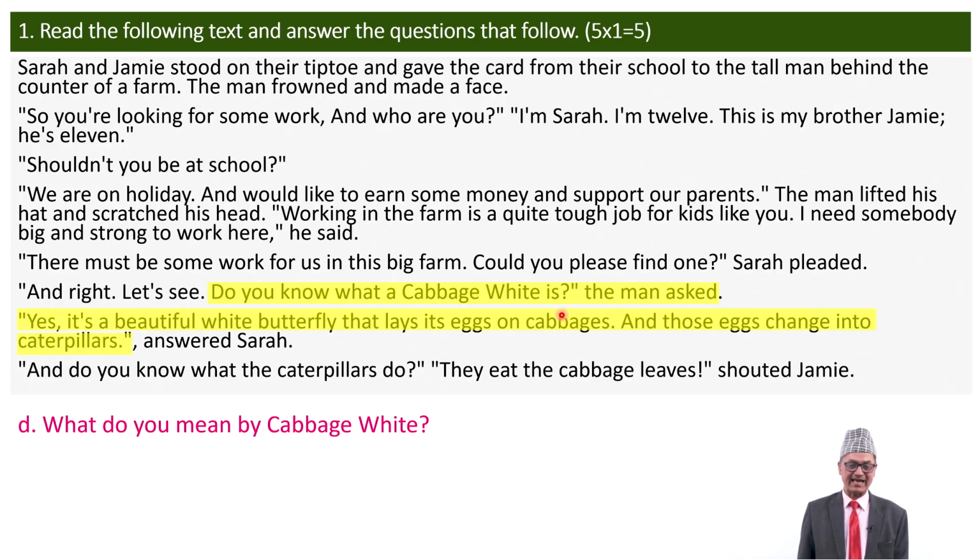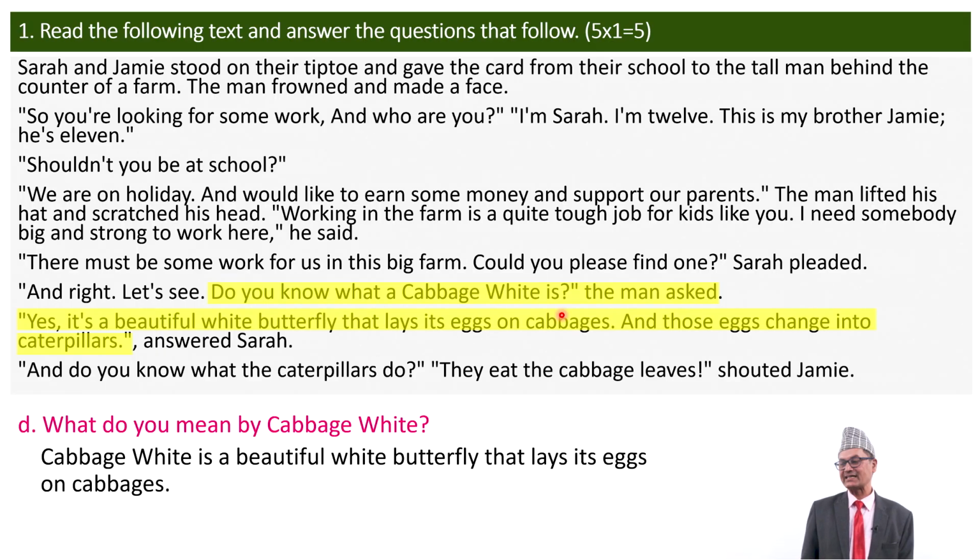So next, what do you mean by cabbage white? The information is there. Do you know what a cabbage white is? The man asks. Yes, it's a beautiful white butterfly that lays its eggs on cabbages, and those eggs change into caterpillars. So if you look at these two sentences, you will get the answer. So what's a cabbage white? It is a beautiful white butterfly that lays its eggs on cabbages.